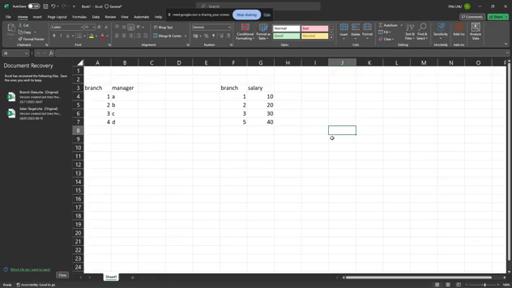Yes. So now, let's do a full join. Now, our client needs something like this. Our client said it needs the branch, the manager, and the salary. And I want to do a full join.